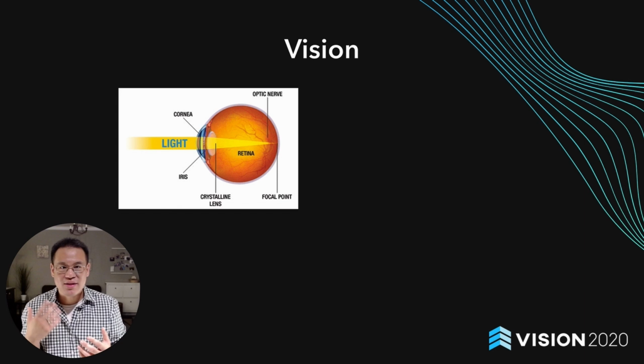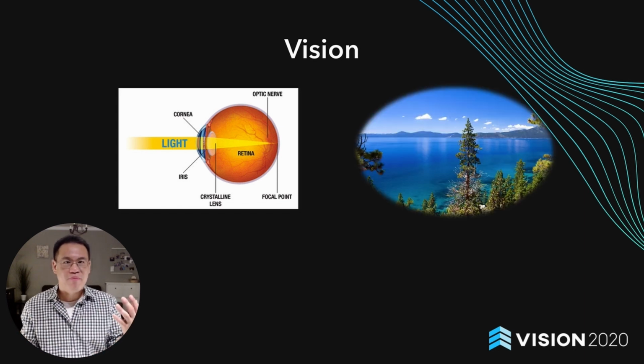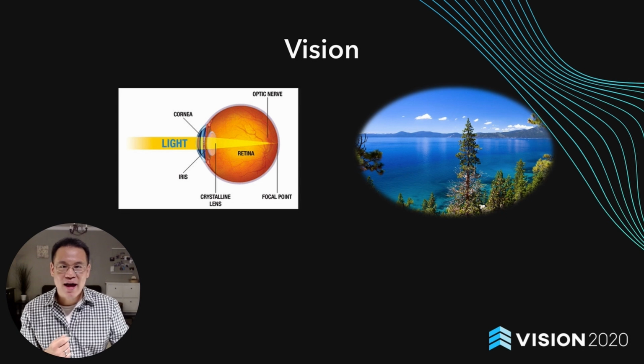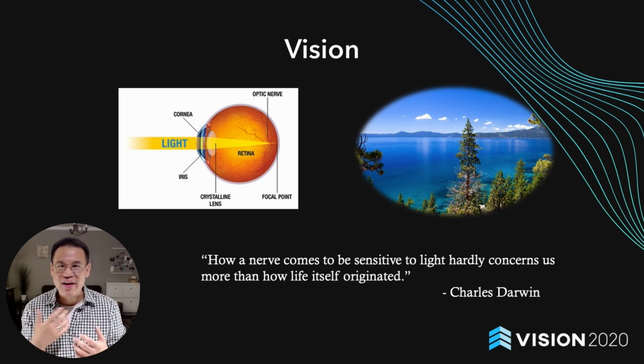Well, the mechanism wasn't known at the time. It was just assumed that it would be simple. You see light and then you react to it, and boom, you see. Darwin himself said how a nerve comes to be sensitive to light hardly concerns us more than how life itself originated. It wasn't until the more recent biochemical evolution that the steps involved were elucidated, and it turned out to be much, much more complex than anticipated.